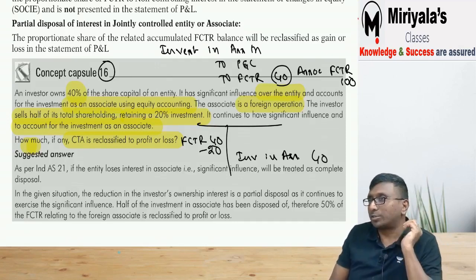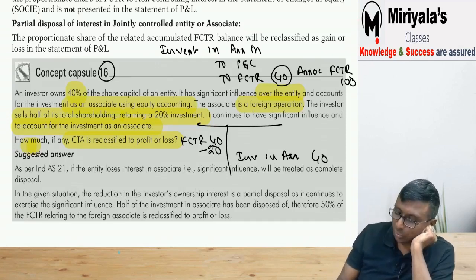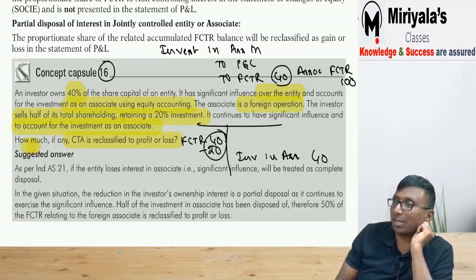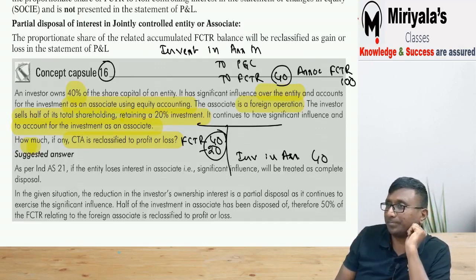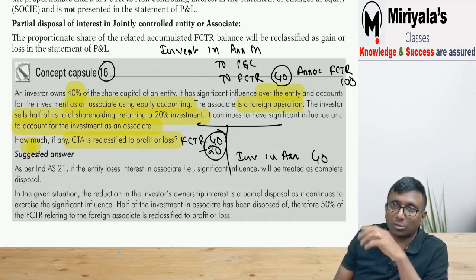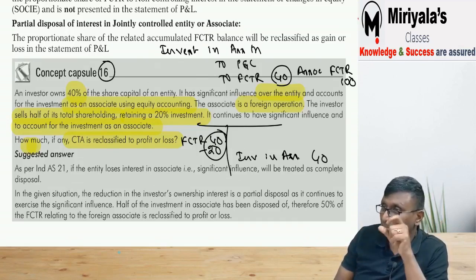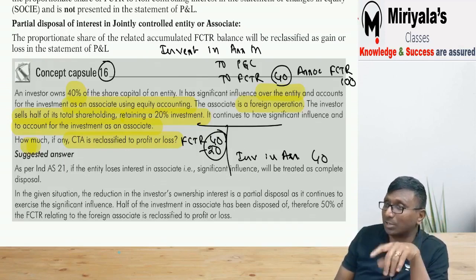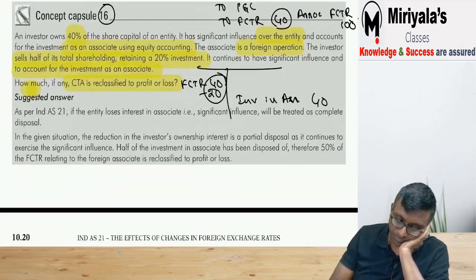You transfer it. Why do you transfer it, sir? Transfer it to P&L. Automatically you should transfer because you sold 20 percent. Correct? 20% sale is happening, so what to do? Automatically your investment also will come down. The reserves and surplus, earlier it was 40 percent, now 20% also should come down.